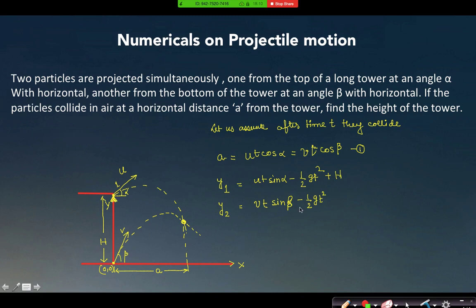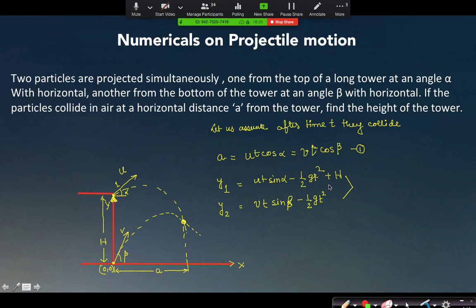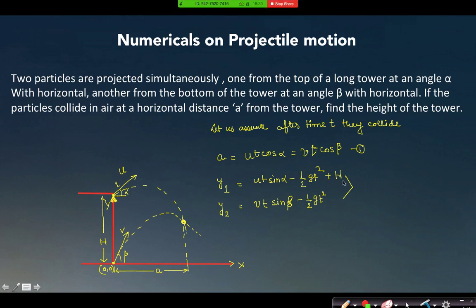Now, can you say that these two y coordinates also should match in order to collide? If we take the frame of reference from the top of the cliff, then in that case, your y2 should have a minus h and this will be 0. In both the cases, you will find the same equation after equating.